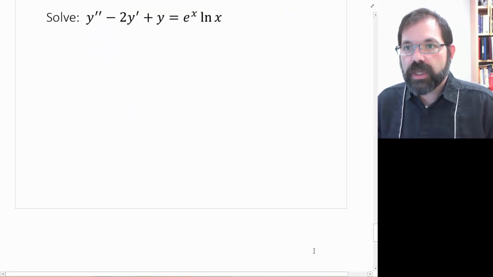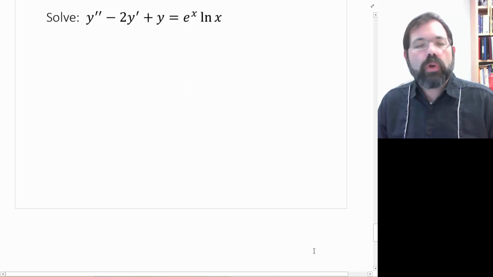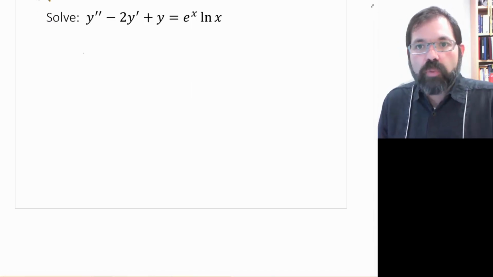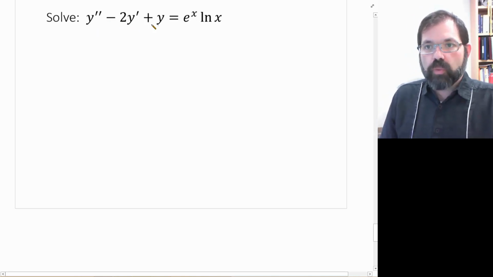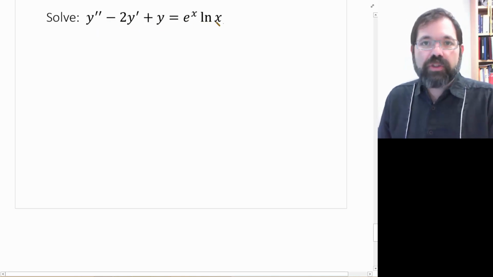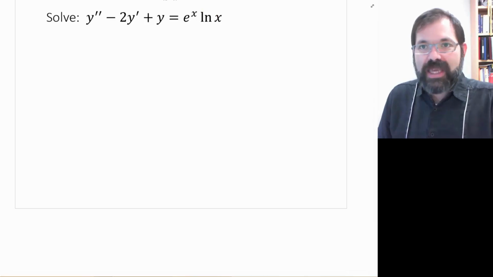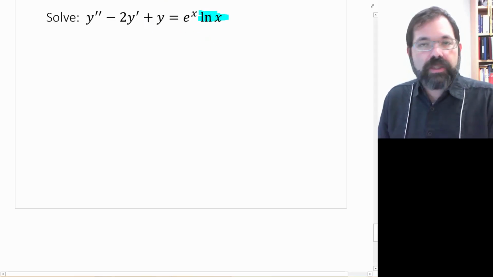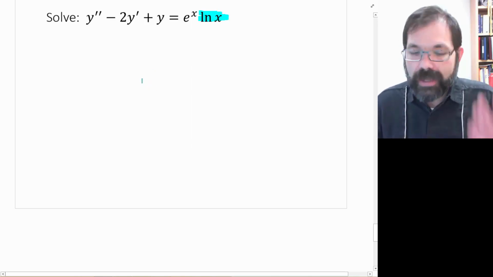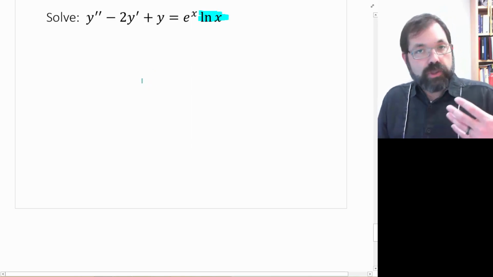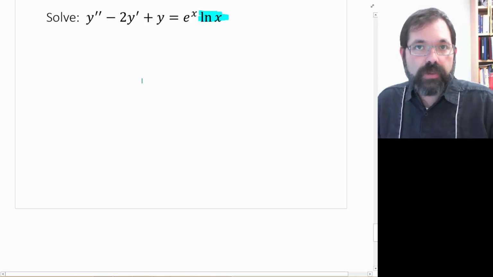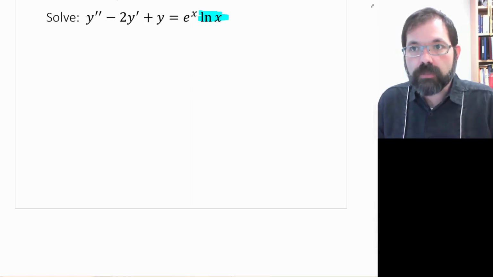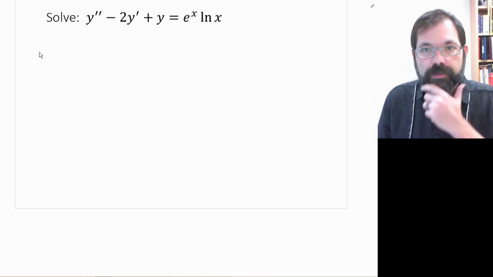Alright, so let's look at one more example. And again, we'll use variation of parameters to solve this equation. We have y double prime minus 2y prime plus y is equal to e to the x natural log x. See here, I can't use undetermined coefficients. That natural log x in there throws things off. I just can't do it. So if I'm going to solve this, my other option is variation of parameters. Alright, so let's try it and let's see what happens.